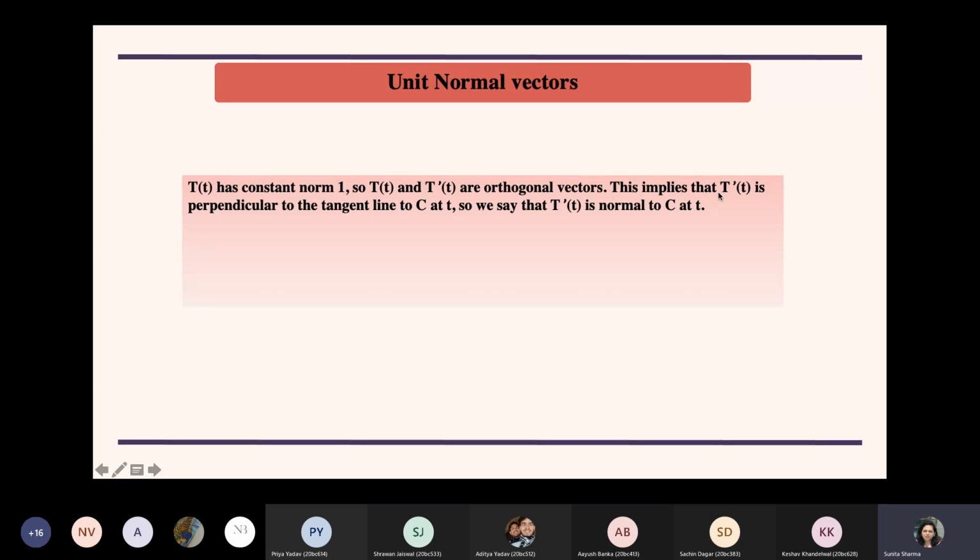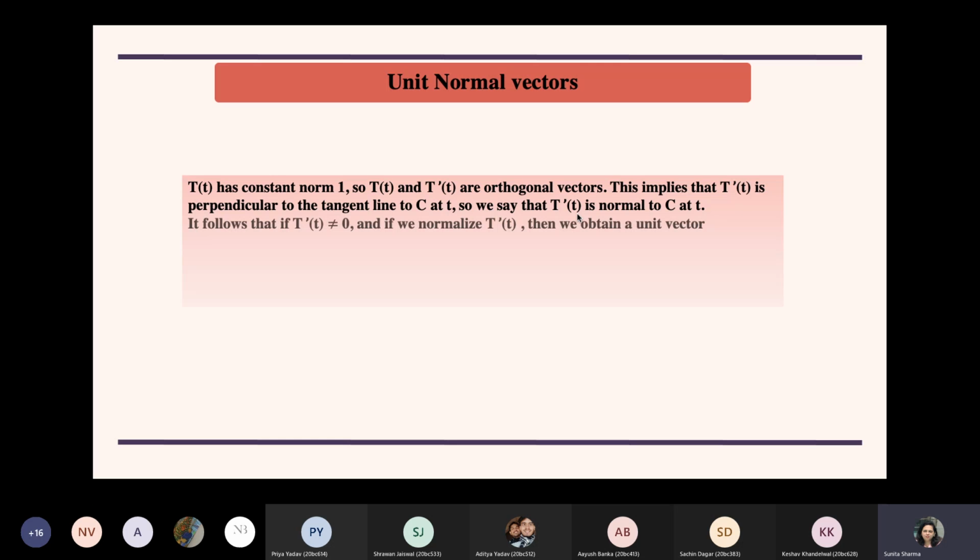Okay, so this implies that T dash is perpendicular to the tangent line, and therefore we say it is the normal to the curve at that point t. So at any particular t, if you can find T dash of t, then this will be perpendicular to T of t, which means this is going to give you the normal vector. And unit normal, again, how do you find it? Divide the vector by its own magnitude, so you get the unit normal vector.